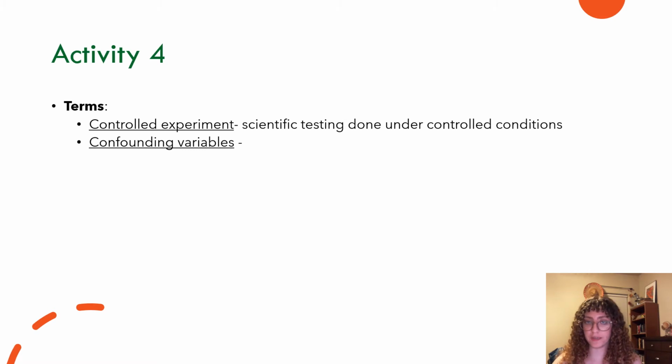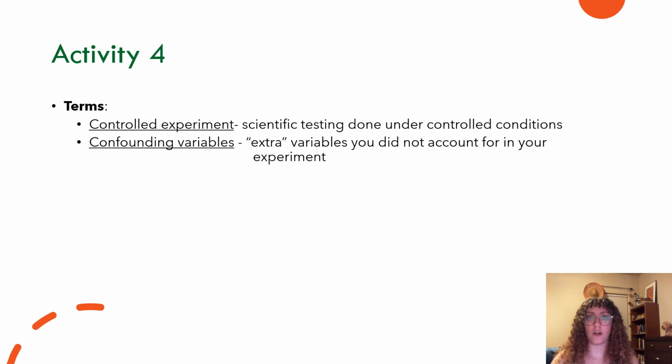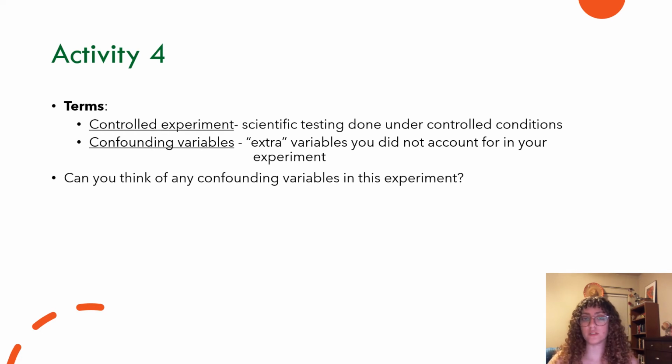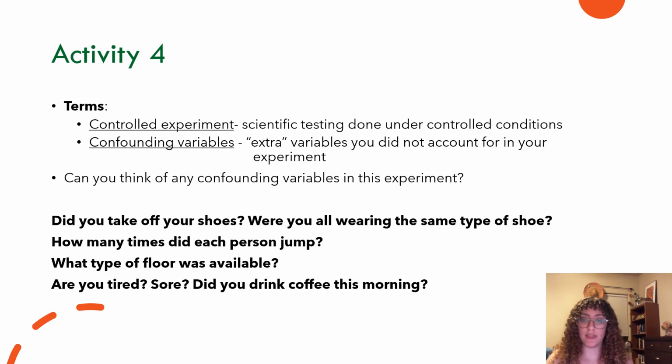A controlled experiment is scientific testing done under controlled conditions. If you remember what we talked about in class, there were some things that I just didn't control for. So basically there were confounding variables in my study. Confounding variables are extra variables that you didn't account for in your experiment. For example, I didn't tell my breakout group that we should do everything barefoot, that I should measure my height barefoot instead of wearing platform shoes, because the shoes you're wearing differs.